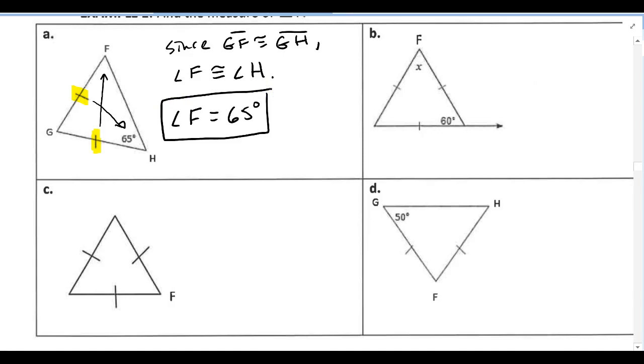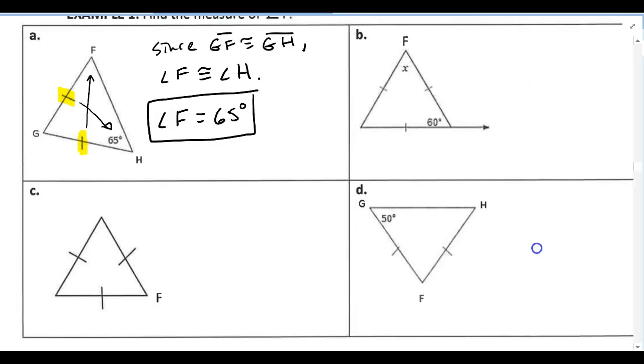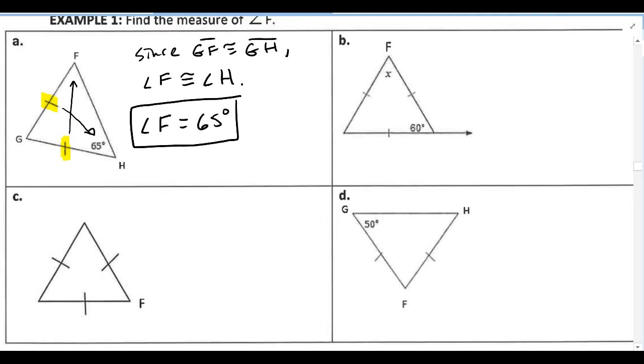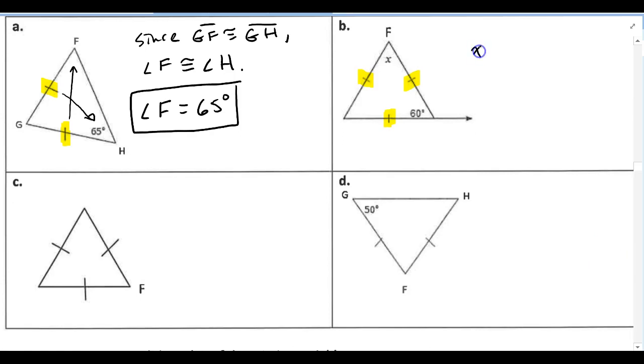Alright, moving on to part B. As usual, if you need to pause or rewind, feel free to do that if the video is going a little too fast for you. Again, let's take a look at the tick marks and see what we've got here. I can see that I have three sides that are congruent. Since all three sides are congruent, I know that the triangle is equilateral, and I know that if all the sides are congruent, all the angles are congruent, because an equilateral triangle is also equiangular. Therefore, x, which is the measure of angle F, is going to be 60 degrees.